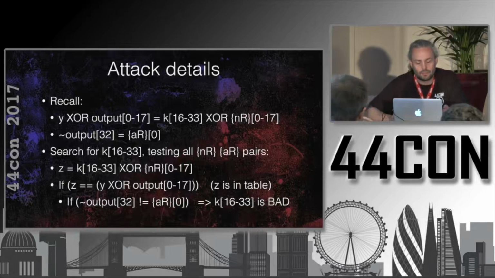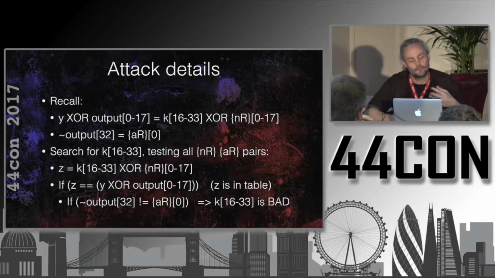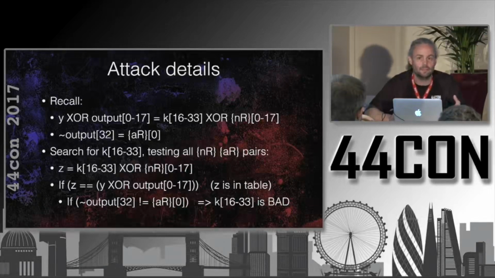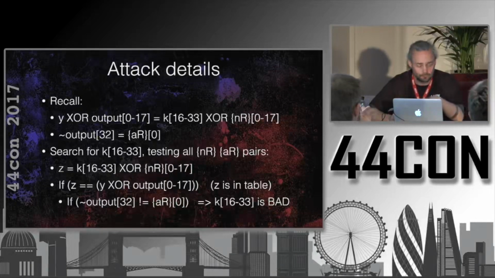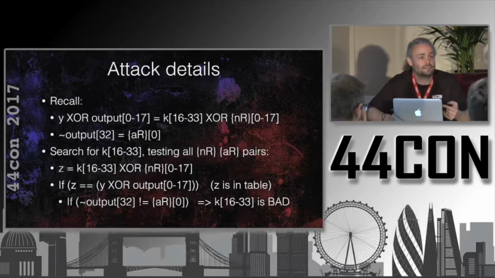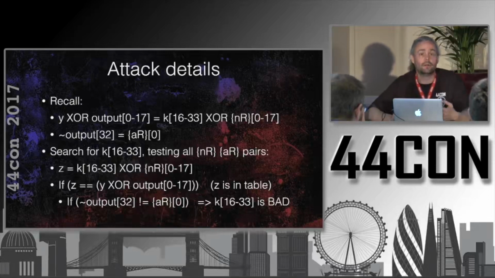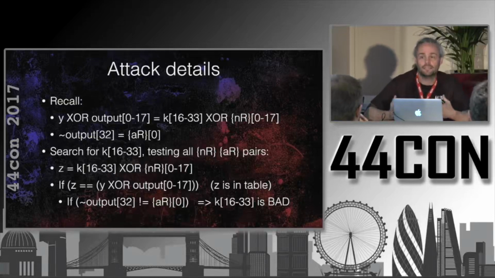So what we do is we say that Z is going to be, we enumerate across all of the middle bits of the key that are possibilities, and set Z to our guess for the middle bit of the key, XORed with the first 18 bits of the encrypted nonce. And then we look to see if that's in the table. Now, it might not be in the table, right? And if it's not in the table, it doesn't tell us anything.